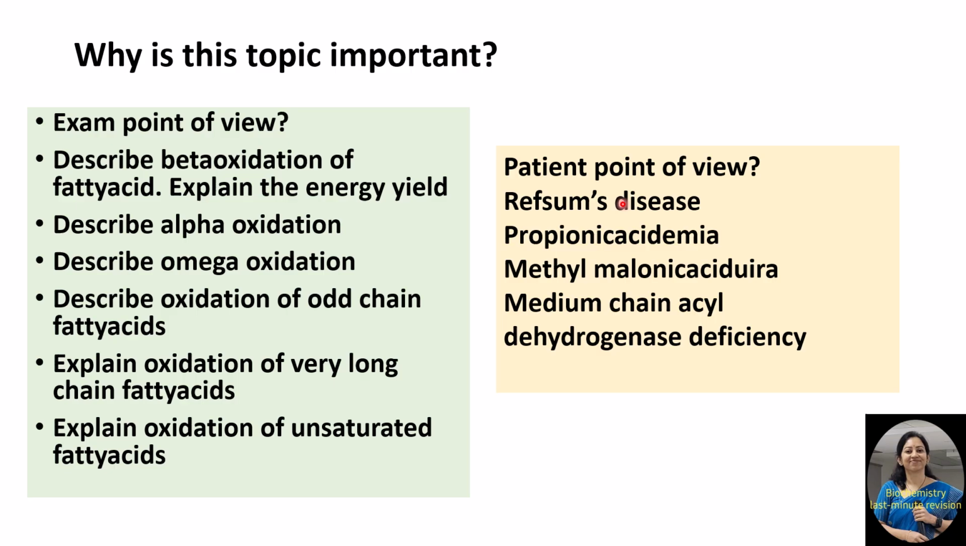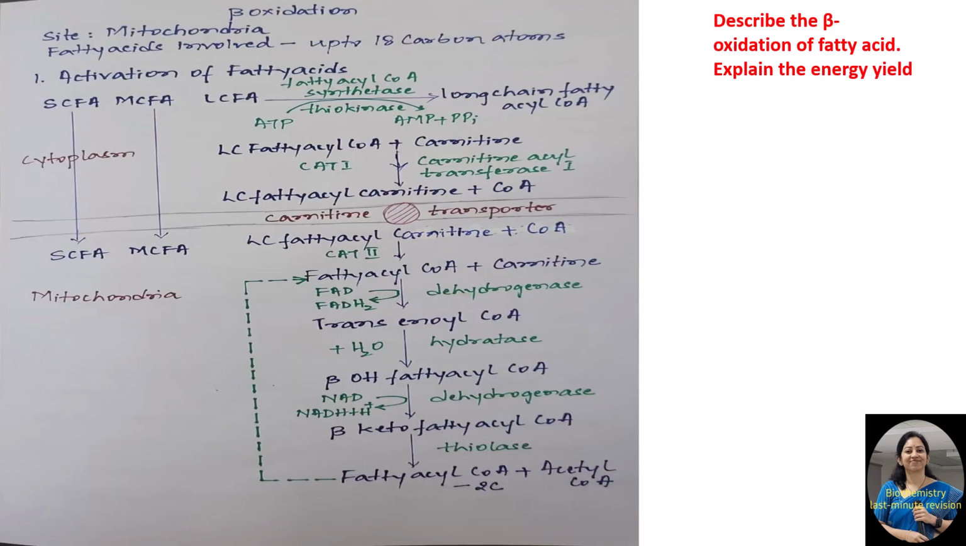long essay. And from the patient point of view, these are the disorders you need to remember. These include Refsum disease, propionic acidemia, methylmalonic aciduria, medium chain acyl dehydrogenase deficiency. Let's understand beta oxidation. Beta, of the beta carbon atom.